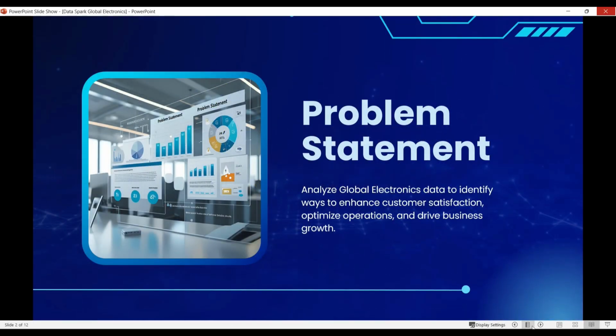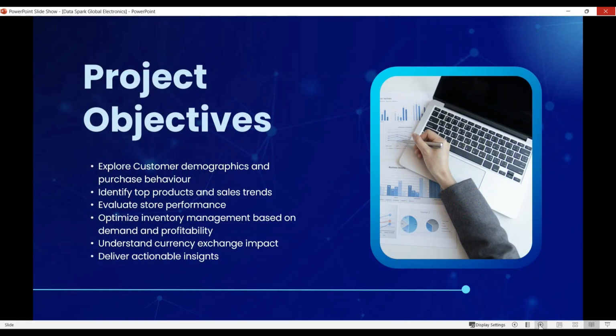Problem statement: Global Electronics is a large consumer electronics retailer. My goal was to analyze their customer, sales, product, and store data to uncover insights that can help improve customer satisfaction, optimize operations, and ultimately drive business growth.